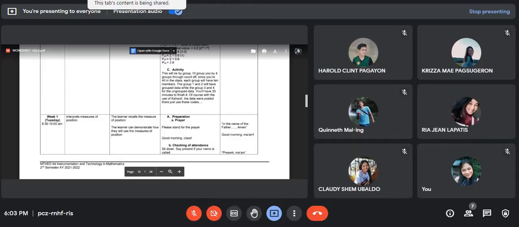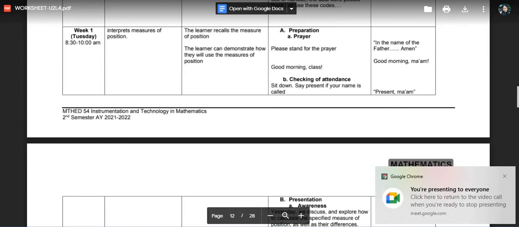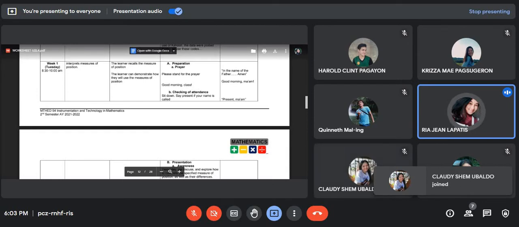So on the next day, our learning competency here is calculates a specified measure of position of a set of data. Our learning competency on the second day is interprets measures of position. So our learning outcome here is the learner recalls the measure of position and can demonstrate how they will use the measures of position.